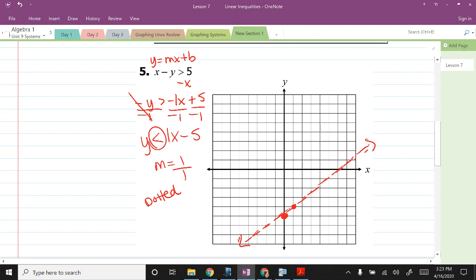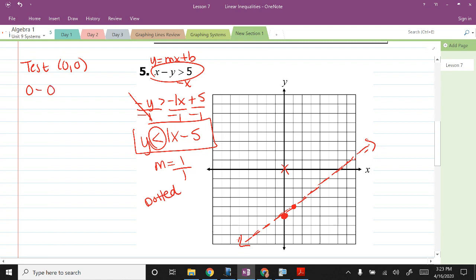All right, so now we've got to see which half plane has the solutions. So I'm going to test 0, 0 again. Now, when you test 0, 0, it's okay if you plug it in right here where you got it in slope-intercept form, or you could actually plug it into the original problem. And I think that's what I'm going to do. So I'm going to test point 0, 0. That means 0 goes in for x and 0 goes in for y.